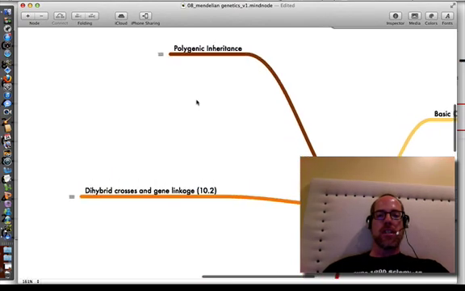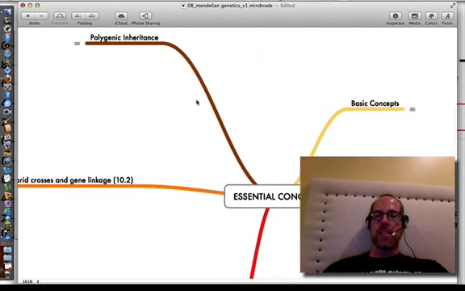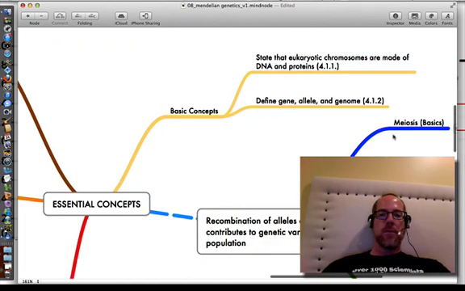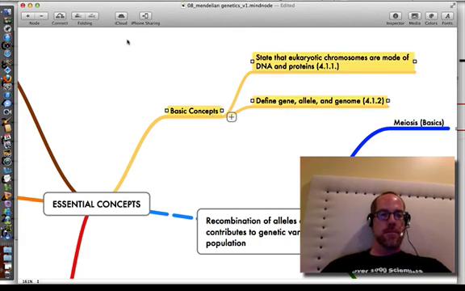I envision this unit going about 7 class sessions, and I am going to be really quick, and I'm going to make the assumption that you've had a lot of this stuff before. But without getting too far into it, looking at basic concepts, just a couple right here. We know that eukaryotic chromosomes are made of DNA and proteins, and we can definitely define gene, allele, and genome.